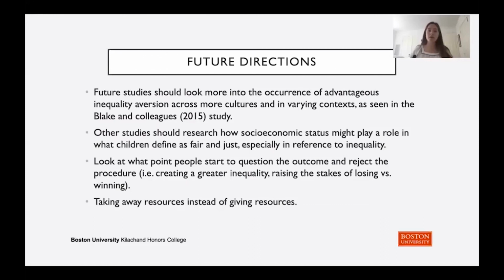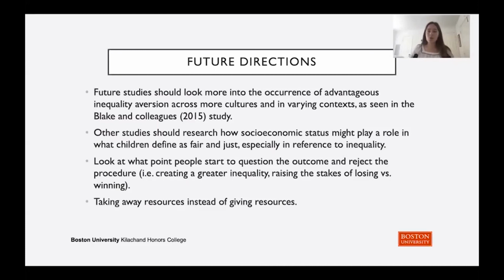Other studies could also research how socioeconomic status might play a role in what children define as fair, especially considering the subjects that we're talking about, like fairness and inequality. Children with different levels of experience with these topics might actually have different perspectives and different input. Given that our current demographic of participants here was pretty much upper class, it'd be interesting to get a broader sample. Also, we could look at to what point children start to question the outcome and reject the procedure.